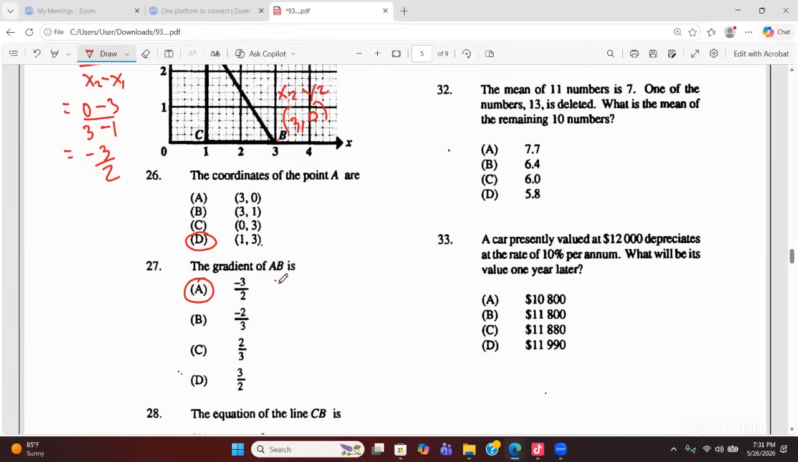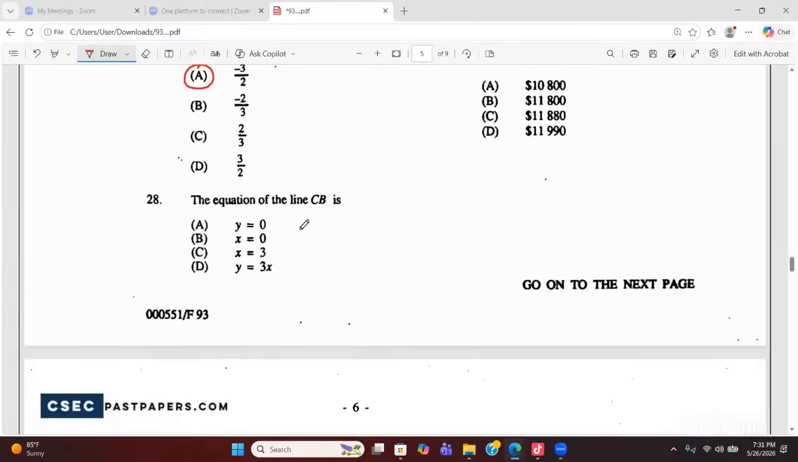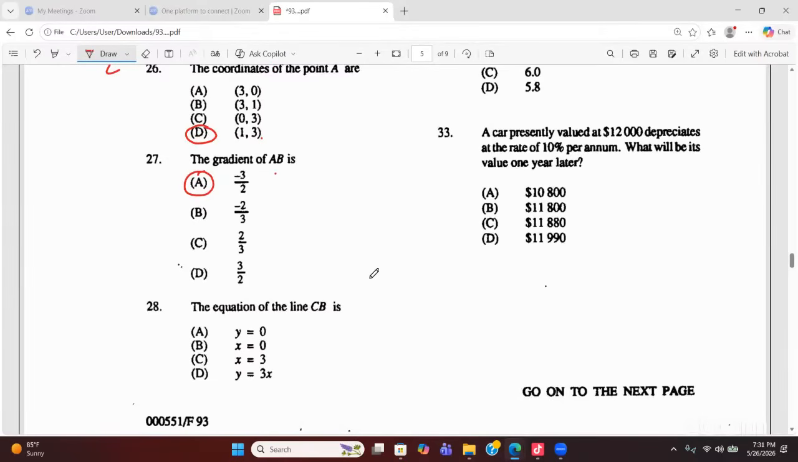Let's keep moving. And again, CXC is not repeating questions, guys. They don't normally do that. The ideas repeat.